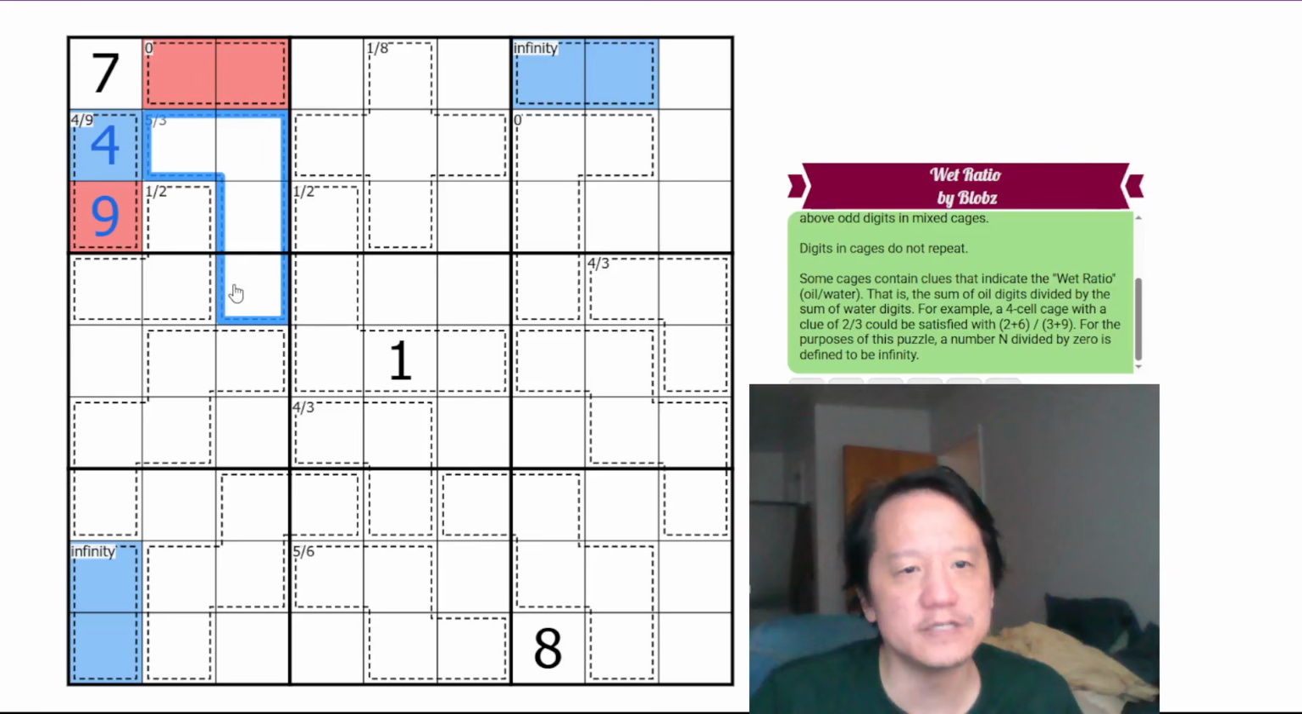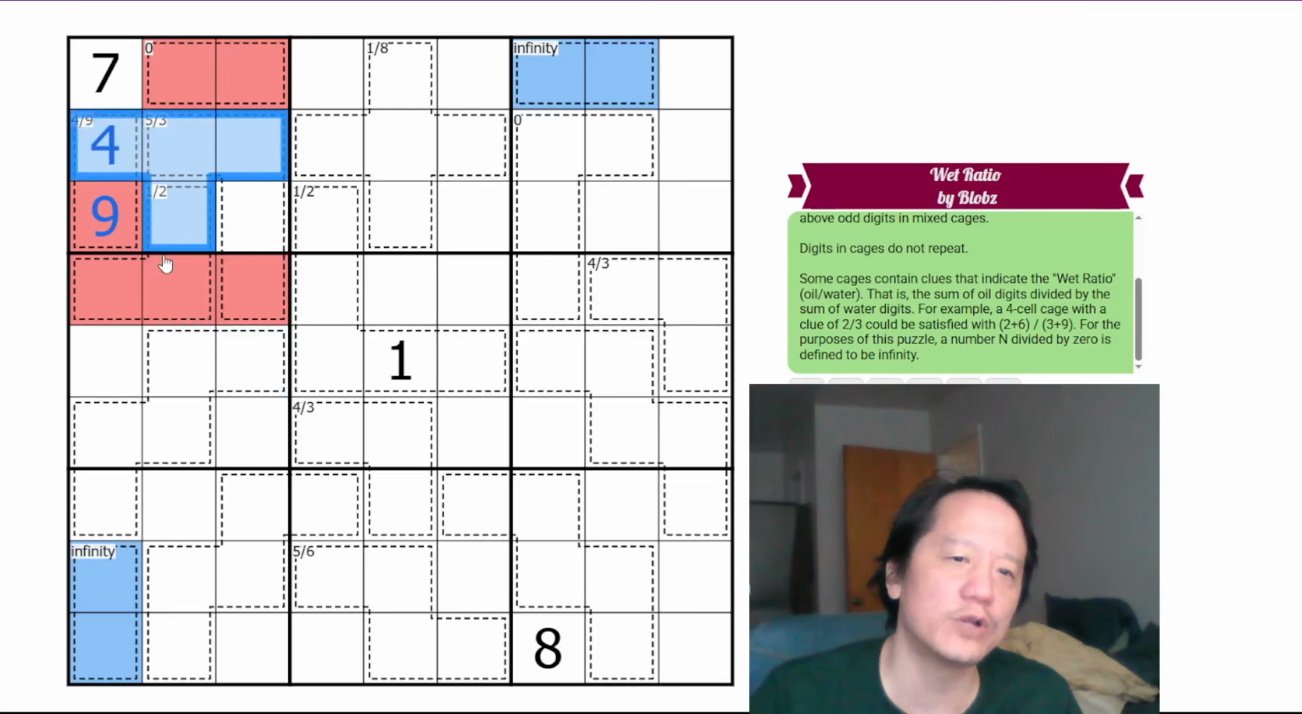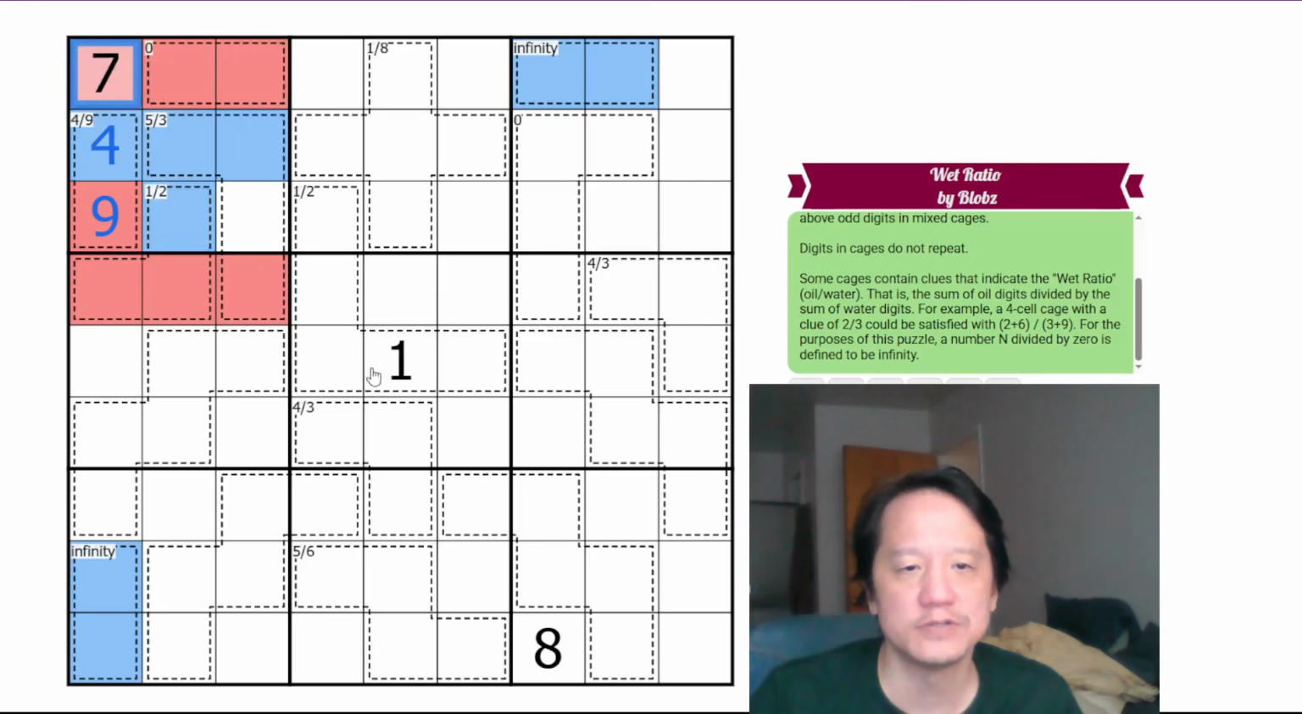This has even digits, and it's in a 5:3 ratio. This has even digits, it's a 1:2 ratio. So this must be the even digit. These have to be odd. These have to be even. This is guaranteed to be odd, but we don't know about this. We have 4 evens in the box. Oh, this is odd, this is odd, this is even. So that means the last digit must be odd.